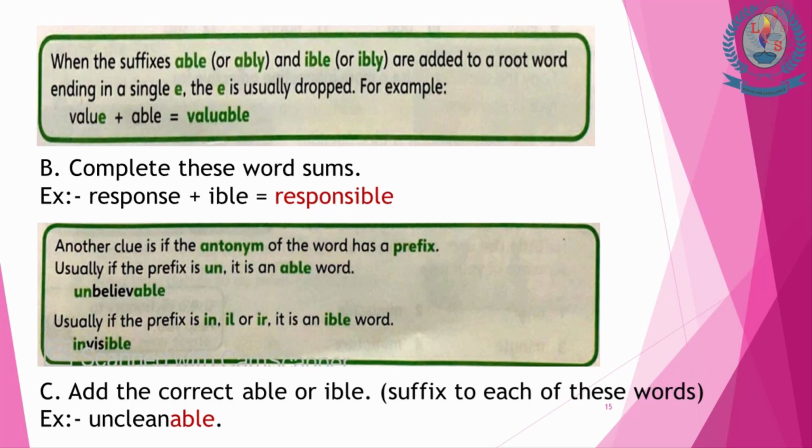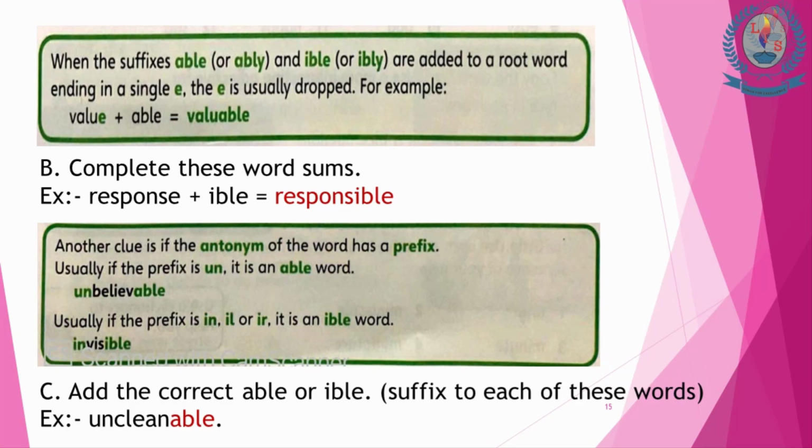The next rule, usually if the prefix is in, il, or ir, it is an ible word. Yes, you can see in the example, it is invisible. This word begins with the prefix in and ending with ible word ending. So, if there's a word which begins with the prefixes in, il, ir, that word is ending with ible.